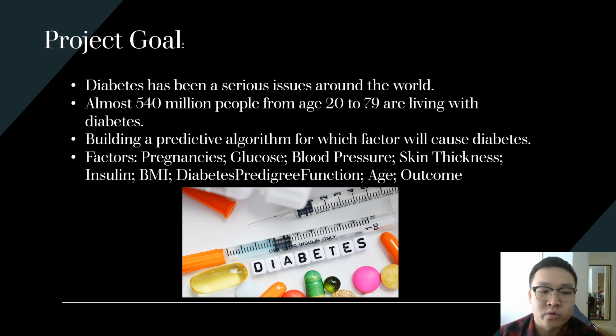So our goal is to build a predictive algorithm for which factors will cause diabetes, which will help doctors and healthcare institutes to better predict which kind of person will get diabetes, or to cure diabetes in a fast-paced manner. We have observed a dataset that contains factors such as pregnancies, glucose, blood pressure, skin thickness, insulin levels, BMI, and diabetes pedigree function, which is the family history of diabetes, also age, and also the outcome, which is whether they have diabetes or do not have diabetes.